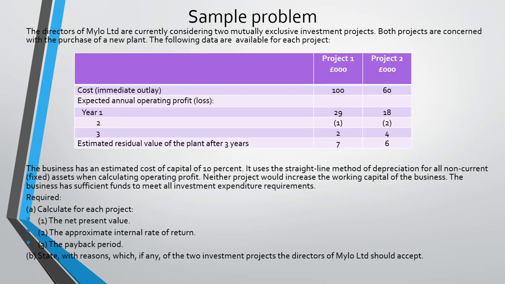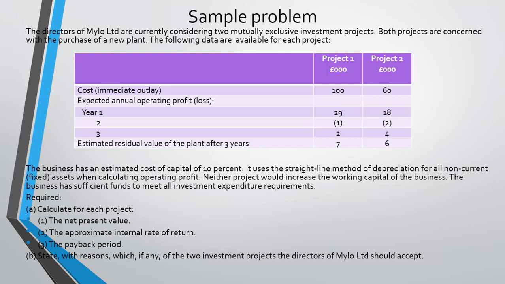So let's have an example of how to solve this. The directors of Milo Limited are currently considering two mutually exclusive investment projects. Both projects are concerned with the purchase of a new plant. The following data are available for each project. So in project 1, we have cost of investment 100,000 pounds, and then project 2, 60,000 pounds.